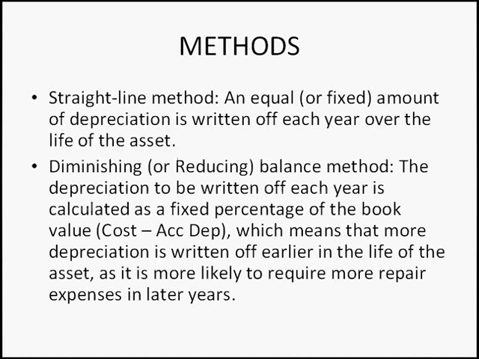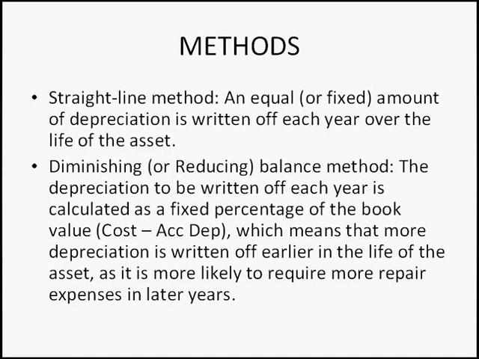The other method that we can use is the diminishing or the reducing balance method. As the name says, the amount reduces every year because of the value of the asset reducing every year. So in this case, we then write off depreciation based on the calculation of a fixed percentage of the book value. And we've already seen now that book value is the cost price minus the accumulated depreciation. In other words, the total of all the depreciations which you've written off so far over the life of the asset. Essentially, this means that more depreciation is written off earlier in the life of the asset.